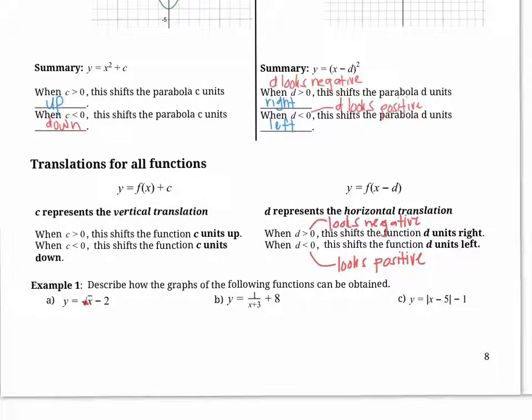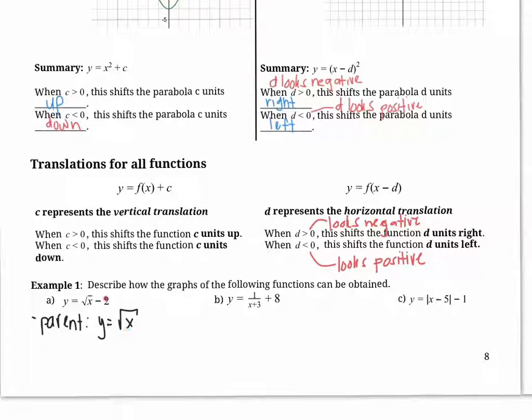So first of all, let's write out what our parent function is, what our original function is. So above, we always started with y equals x squared. So that was our parent function. Now what is our original function? Our original function here is a square root function. So first, we would sketch out our parent graph.